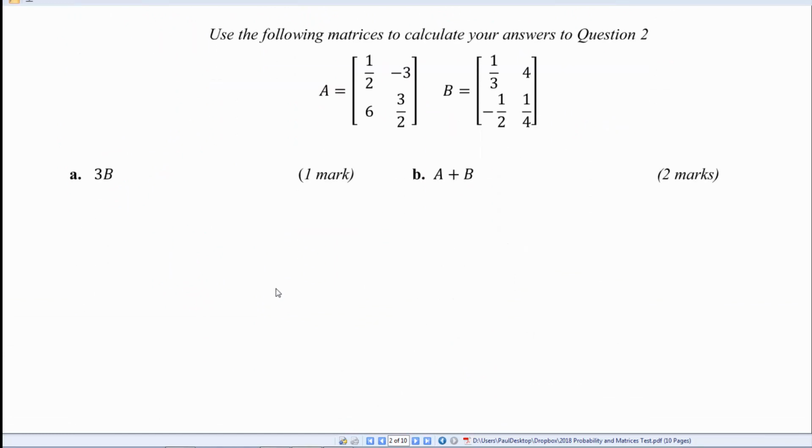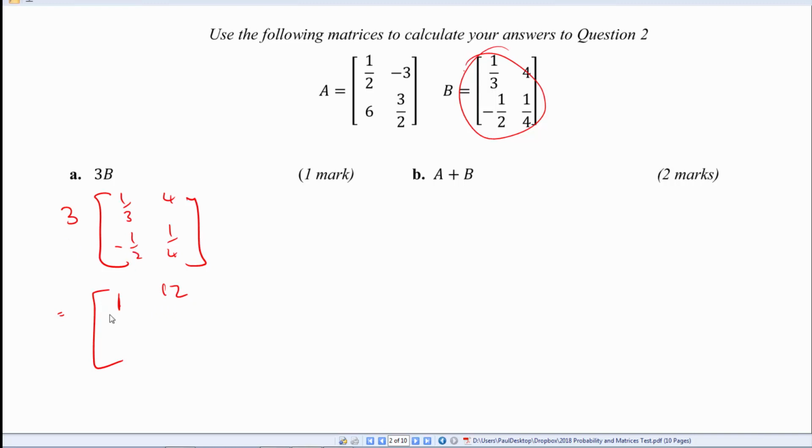Okay, for this one, we've got a scalar multiple, so 3B means 3 multiplied by this matrix here. Many of you set it up like this: 1/3, 4, -1/2, and 1/4, and then went ahead and multiplied, so that equals 3 over 3, which is 1. 12. 3 lots of -1/2 is -3 on 2. I would prefer the improper fraction there, so if you're thinking about converting that to a mixed number or a decimal, just leave it like that, that's fine. And 3 lots of 3/4 is 9/4.